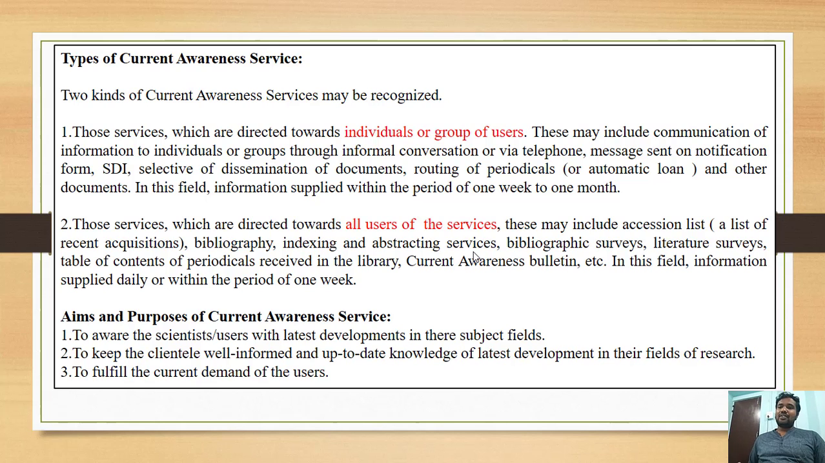The second type of current awareness services are those directed towards all the users of the services. In the earlier one, you are directing to a specific individual or specific group. In the second form, you are generalizing these services to each and every library user. This may include the accession list, a list of recent acquisitions, a bibliography, indexing and abstracting services, bibliographical surveys, literature surveys, tables of contents of periodicals received in the library, current awareness bulletins, etc. In this field, information supplied will be either daily or within a period of 1 week.